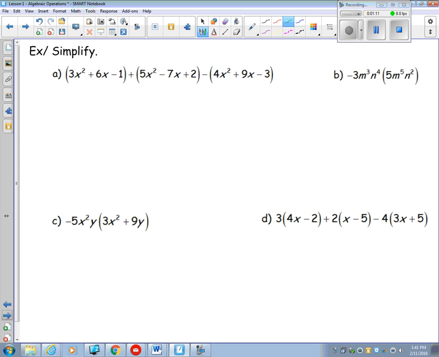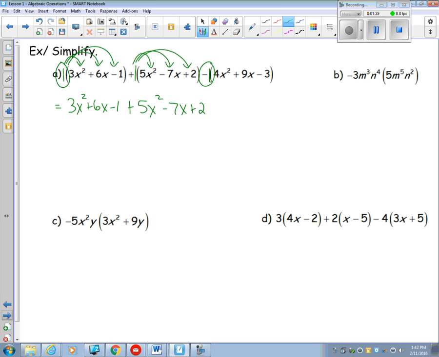Now, there's always something in front of a bracket, whether it's just a 1, like in the very first case here, or down the road over here, a negative 1. Okay. There's always something in front of a bracket. So when I multiply these out, multiplying by 1 doesn't really do a whole lot, right? It just gets rid of the brackets. 3x squared plus 6x minus 1. Again, multiply by 1 doesn't really do a whole lot. It just gets rid of the brackets. 5x squared minus 7x plus 2.